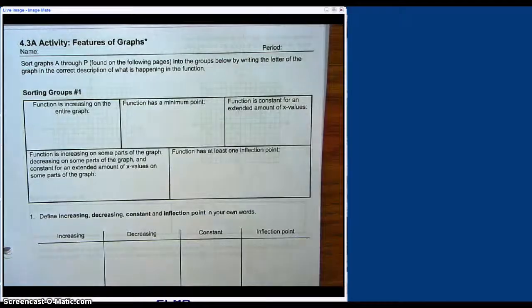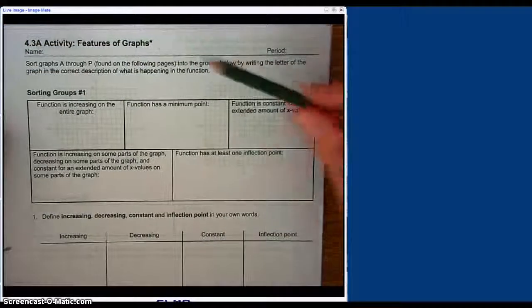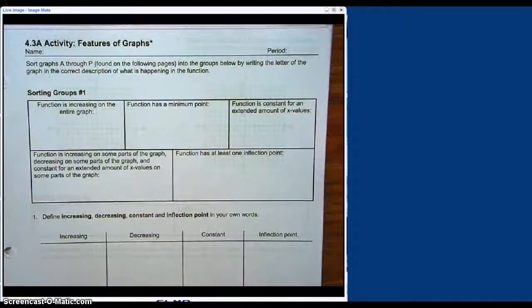Okay, this is what 4.3a should look like. You're talking about features of graphs. So the cool part is there's very little calculation to do in this. It's really very much an observation lesson. You're really just kind of describing what's going on.